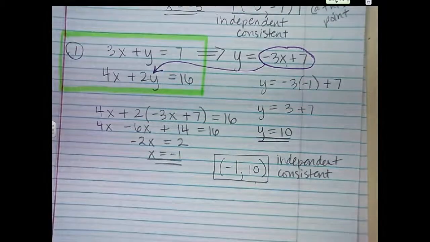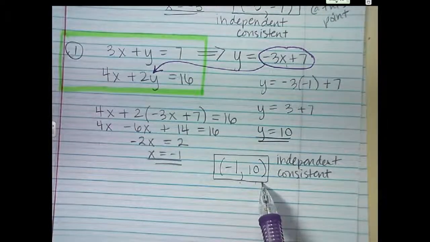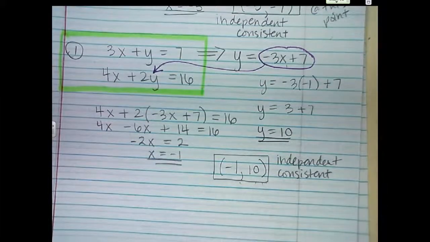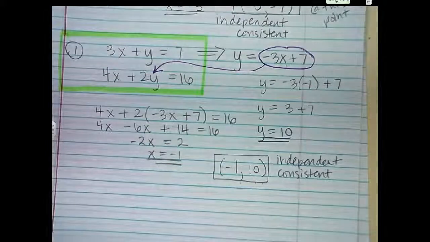We have solve by graphing, we did that yesterday, where you graph it and you would get this point. We have solving by substitution, got negative 1, 10, and then we have solving by elimination, which we're going to do in a second. The instructions will tell you which method: some will say solve by substitution, some solve by elimination, some solve by either substitution or elimination, because some of the elimination ones get gross, and so it might be easier to eliminate.